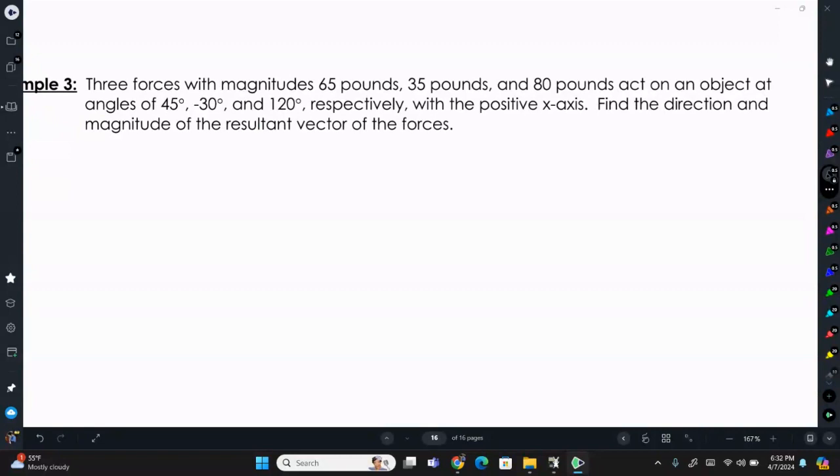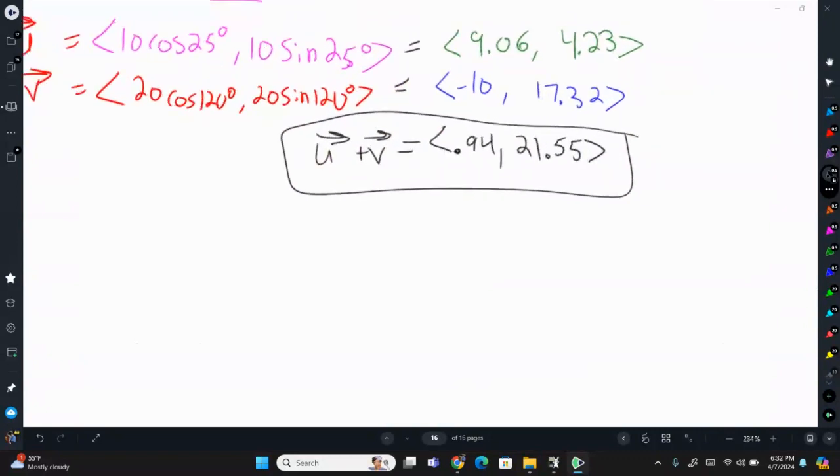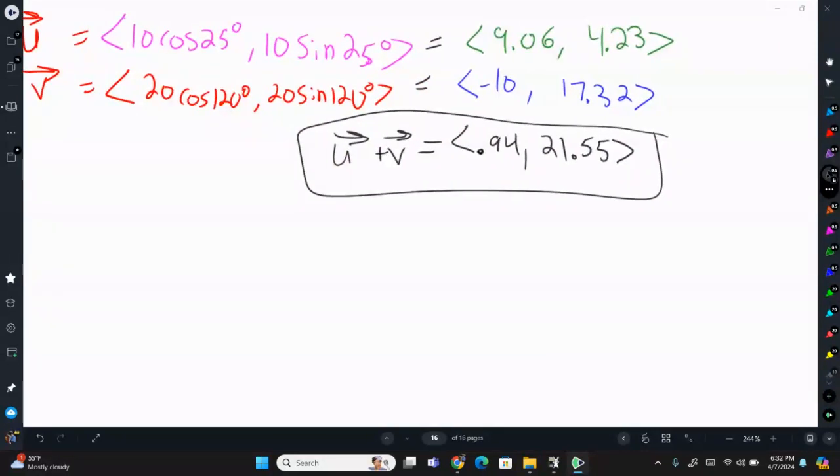So we're going to do something similar to what we did right here, but we're going to take it a step further. We're going to have three vectors that we're adding, and then once we add those three vectors, we're going to find the magnitude using that distance formula, and then using the inverse tangent to get the direction angle.